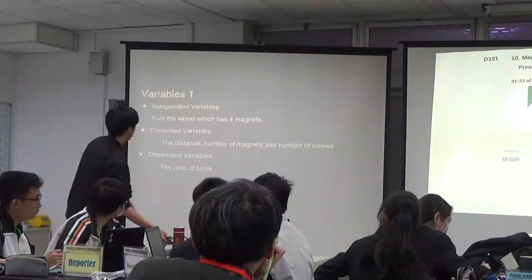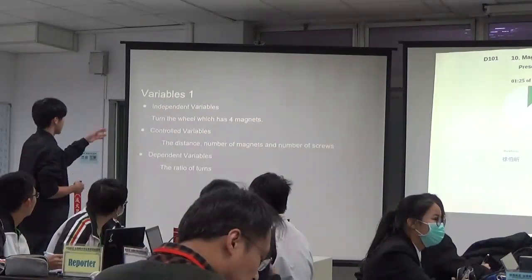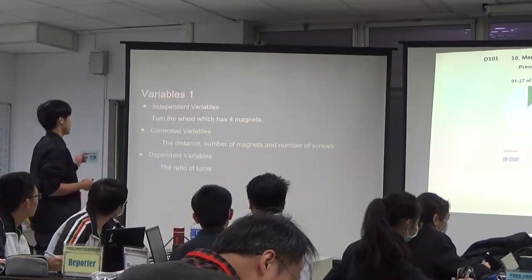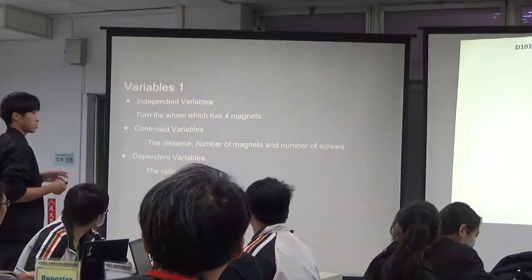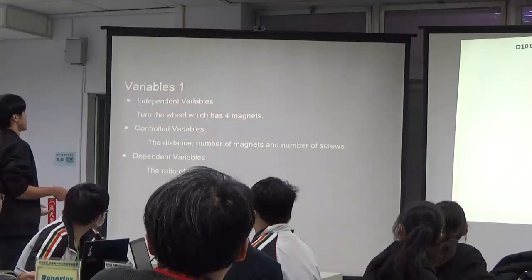So this is our experiment variables. For the first one, we are turning the wheel which has 4 magnets, and we are controlling the same distance, number of magnets, and the number of screws. So we are going to find out the ratio of turns.